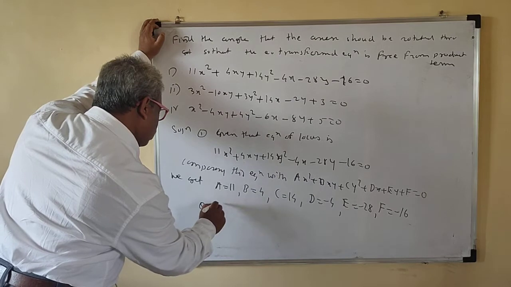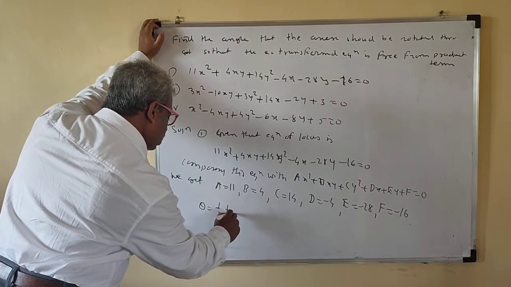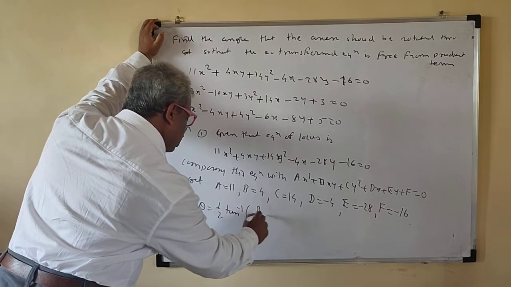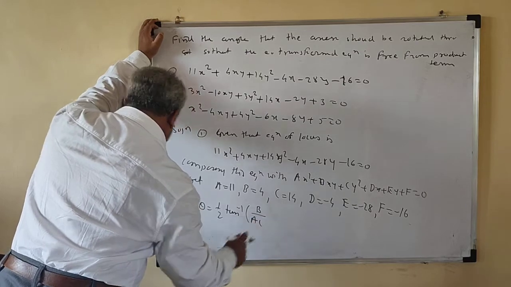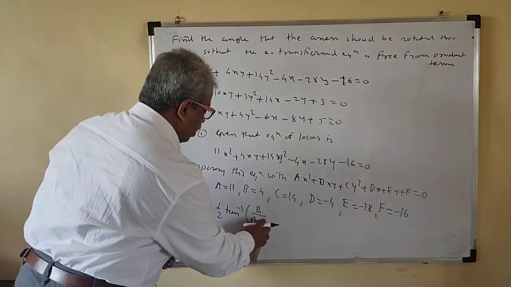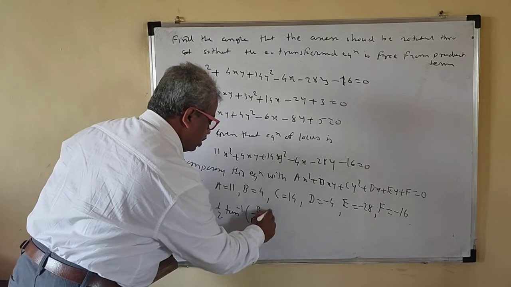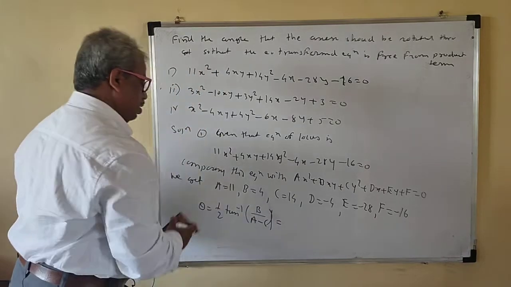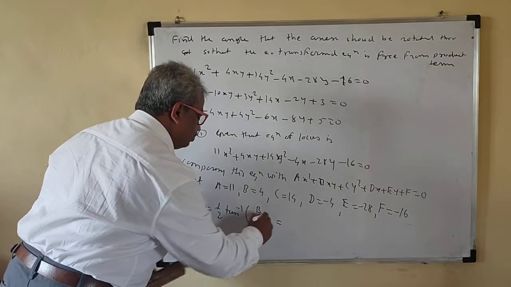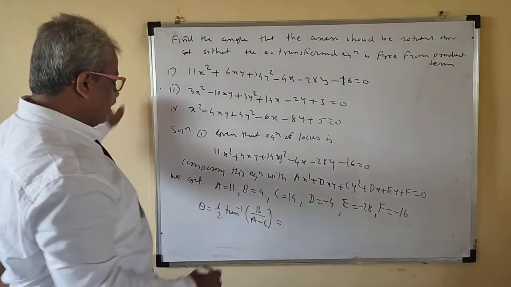So theta is equal to 1/2 tan inverse of b upon a minus c. This is the formula. You should remember this. This is a very important formula. Okay, so we find this angle.